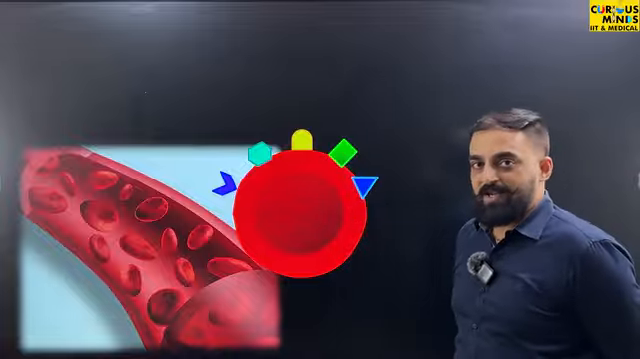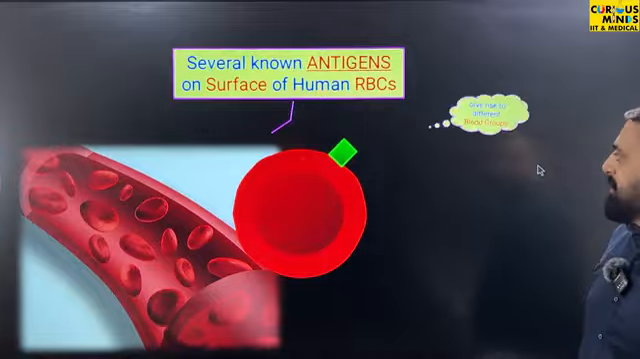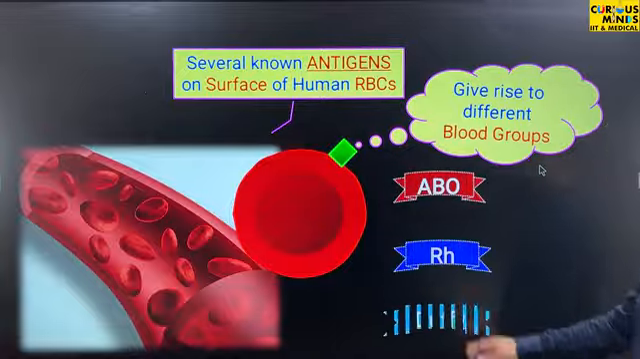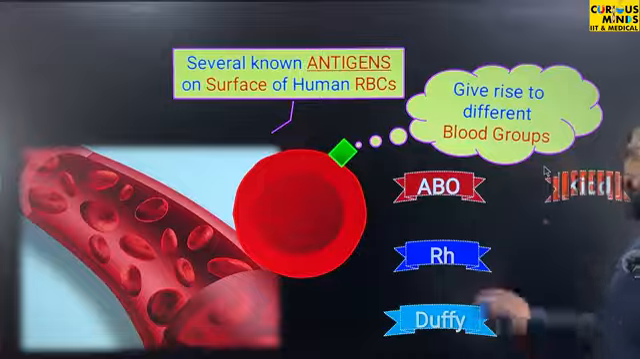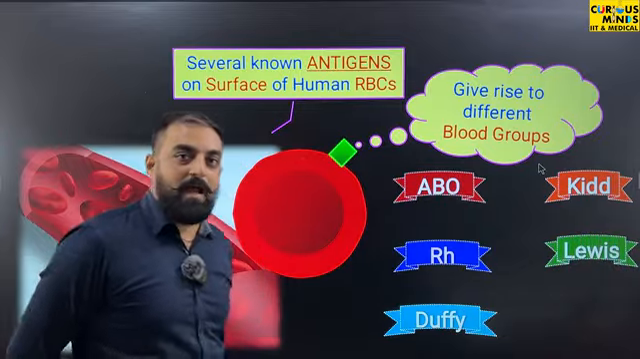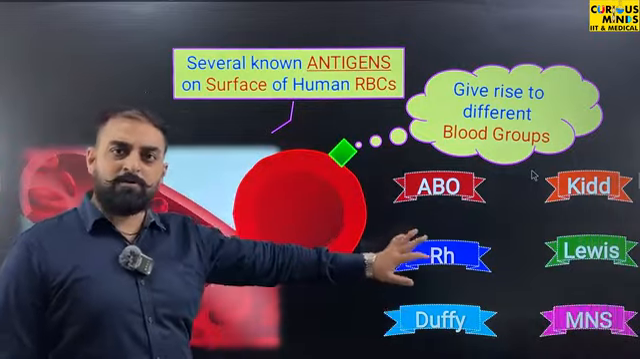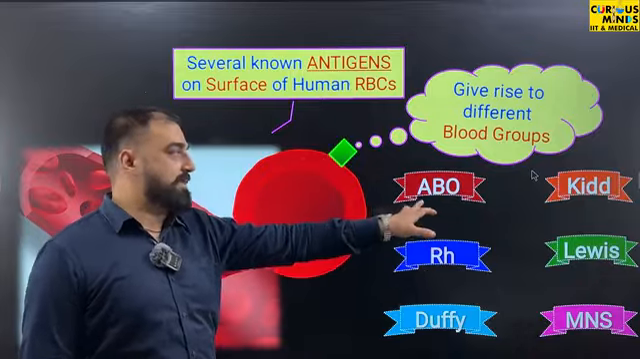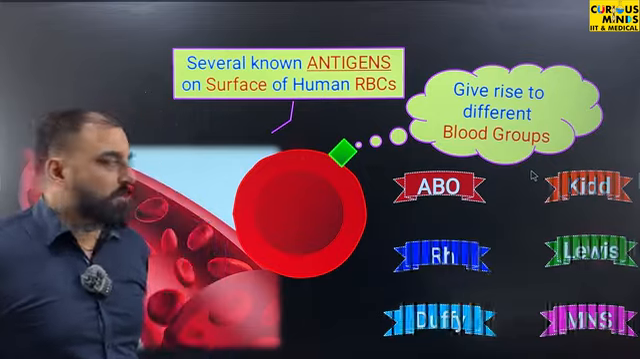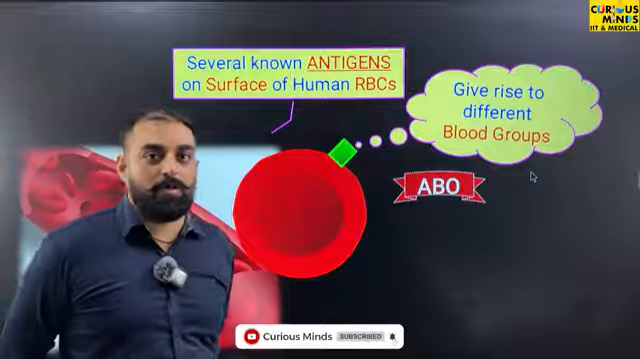Depending on these various antigens, we have different types of blood groups like ABO, RH, Duffy antigen, Kidd antigen, Lewis antigen, and MNS antigen. Now these are various, but I'm sure the one we have heard a lot about is ABO or RH. Yes, you are correct. The blood group which is most accepted worldwide is the ABO type.